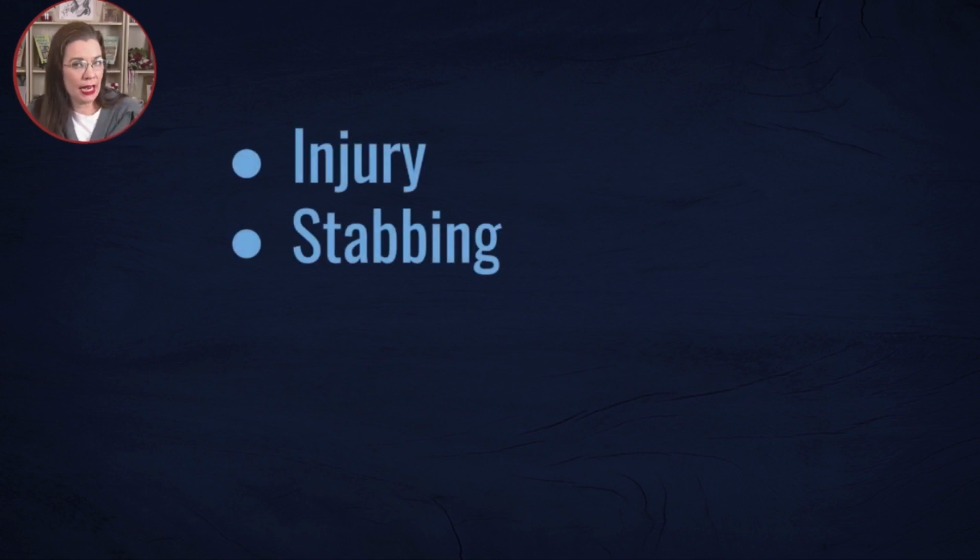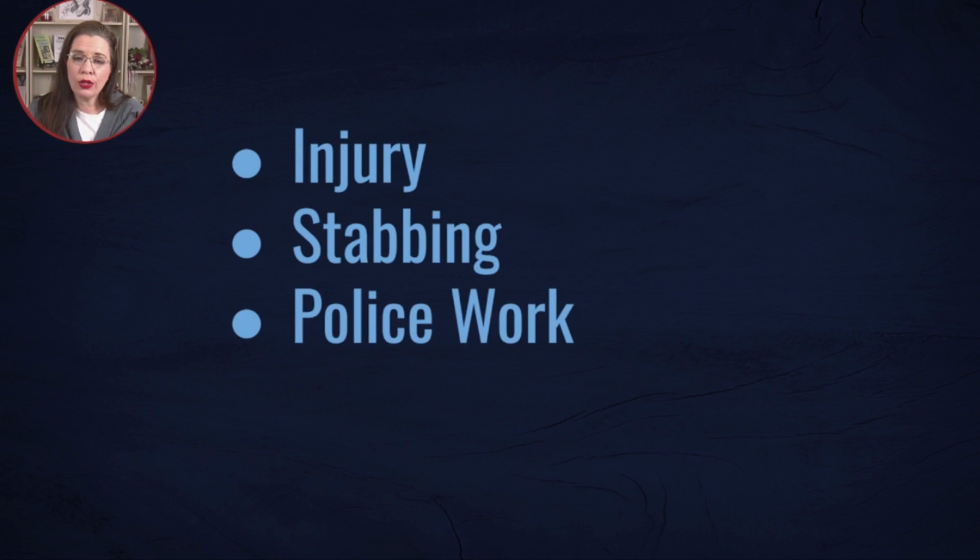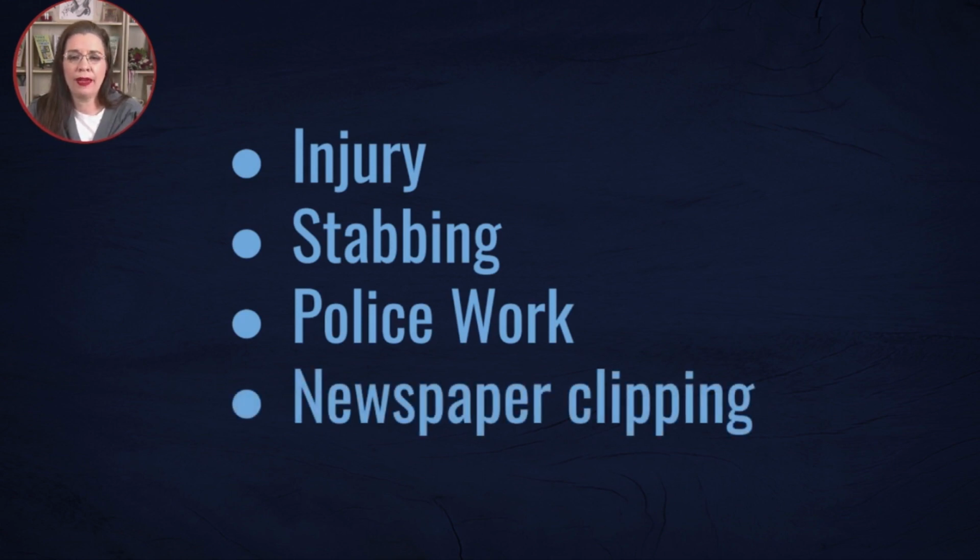It tells me when he was injured, and from that, I could discover when he may have left the police force, or if he stayed in the police force after the stabbing, how long did he remain? What fact type should I add for this event? An injury, a stabbing, police work, newspaper clipping.